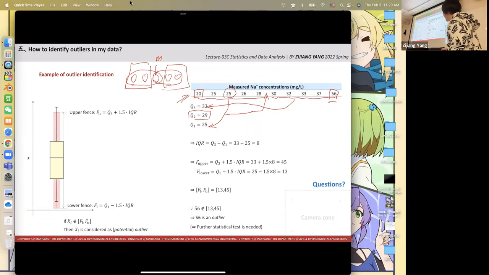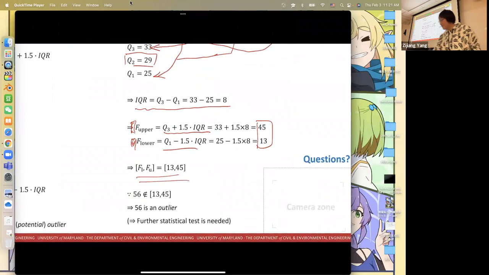Okay, and then based on Q1, Q2, and Q3, we can get this IQR, which equals 8. Then we can calculate the upper fence, which is Q3 plus 1.5 times this IQR, and the lower fence, which is Q1 minus 1.5 times IQR. So we have the upper fence and lower fence, and the range is this one.